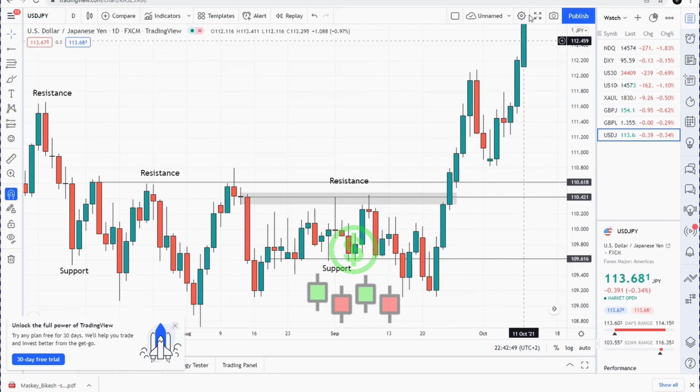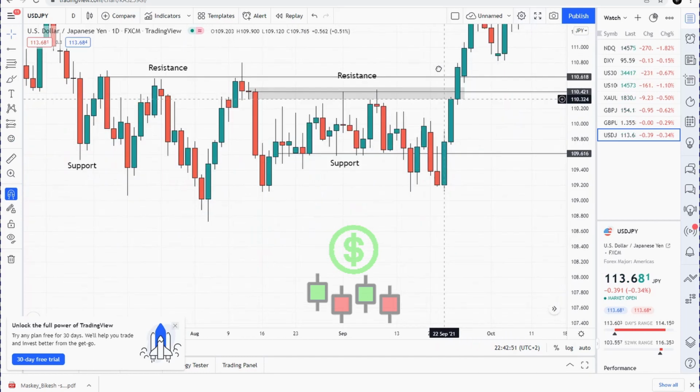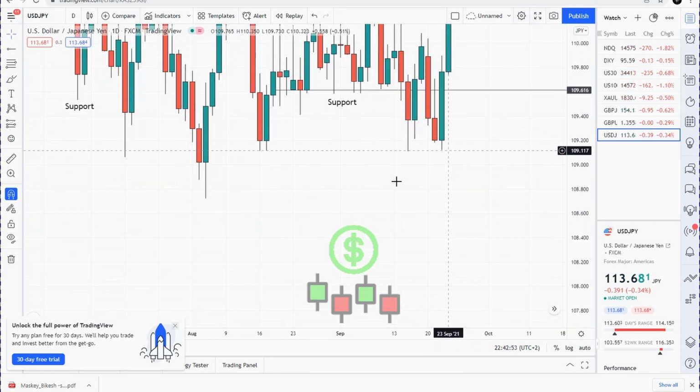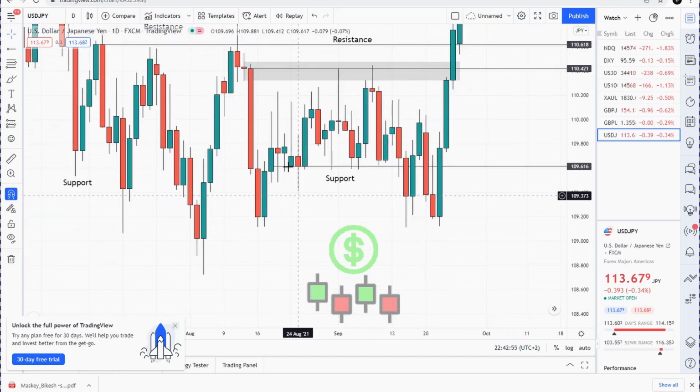And then from there it started shooting to the upside. Similar with our support here, like where there's resistance, there's always support. This is our resistance here. When price couldn't break these lows here, this makes this level our support.